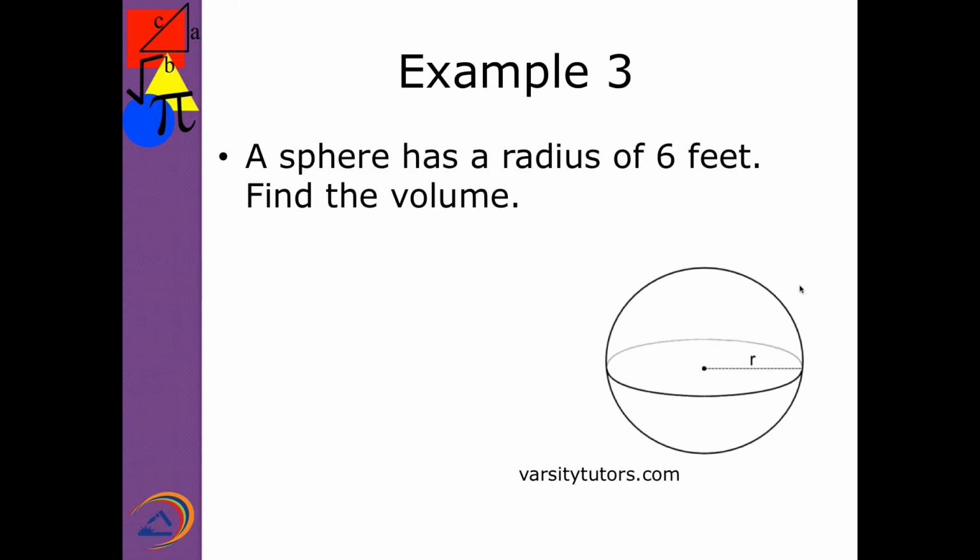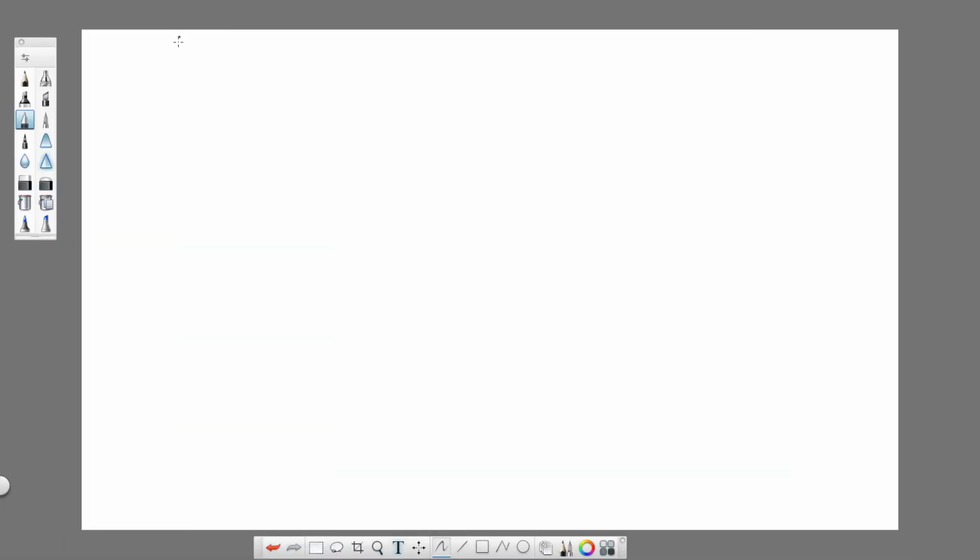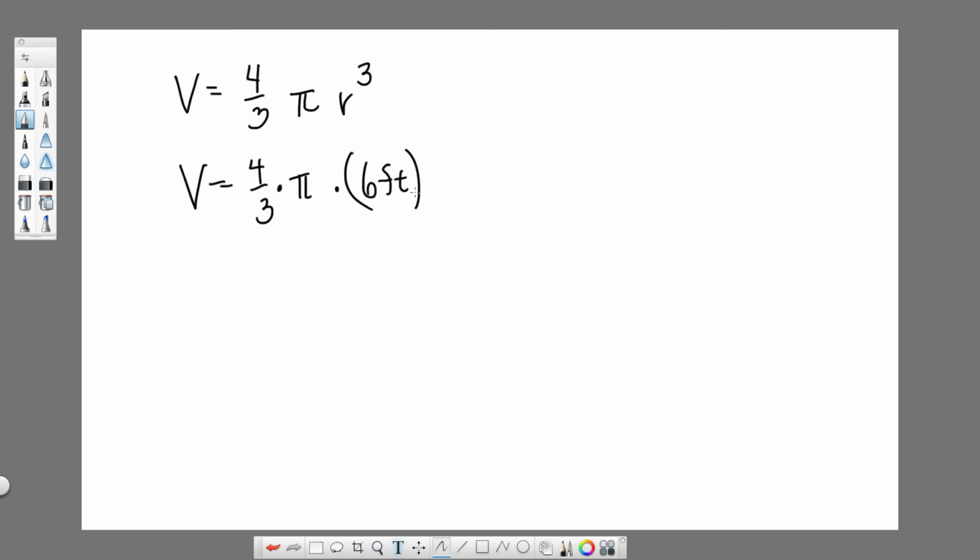So I want to find the volume of a sphere that has a radius of 6 feet. So let's go to our slate. Let's write down our formula. Volume equals 4/3 times pi times the radius cubed. In my example, my radius was 6 feet, and I'm going to want to cube that.